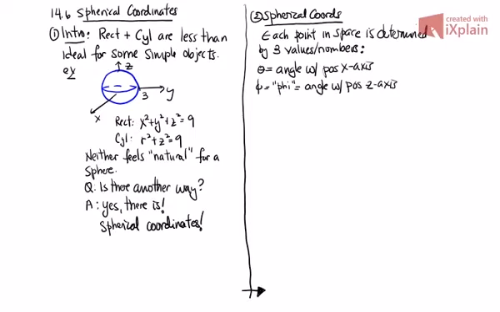This may seem a bit weird, that's okay. These two together give a sense of direction. These give a direction from the origin. We'll see this in a second in a picture. And then we have this guy, rho, which is distance from origin.